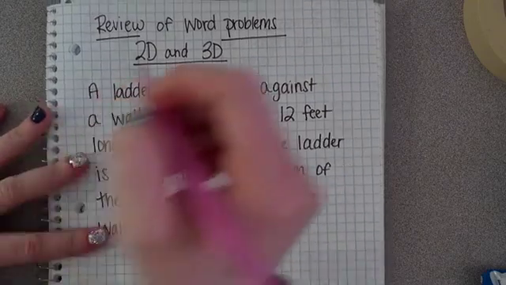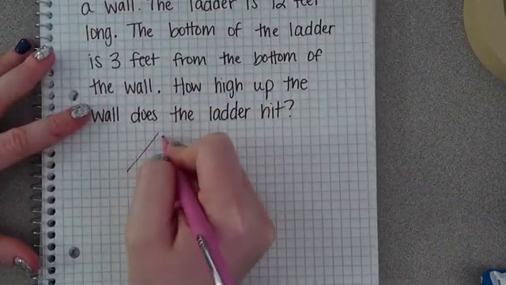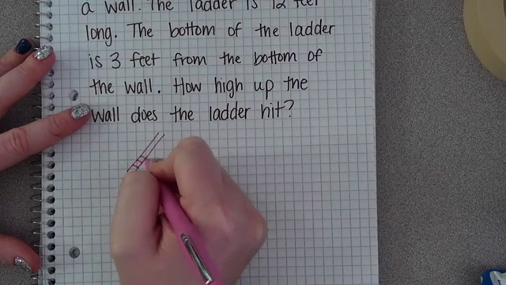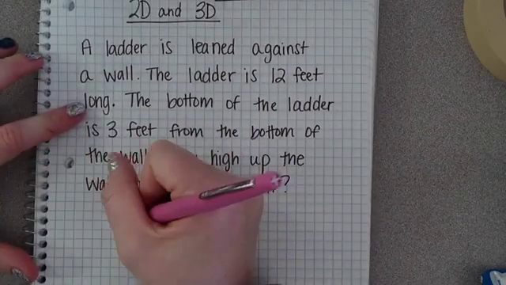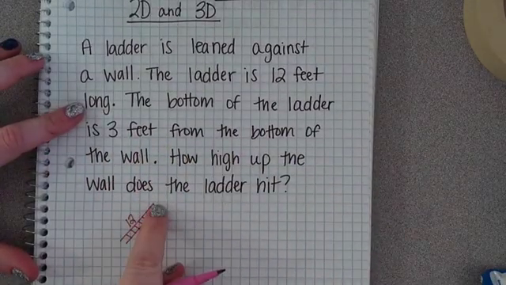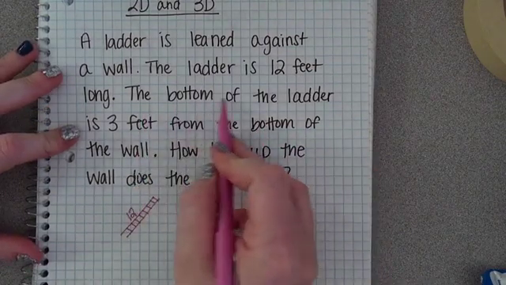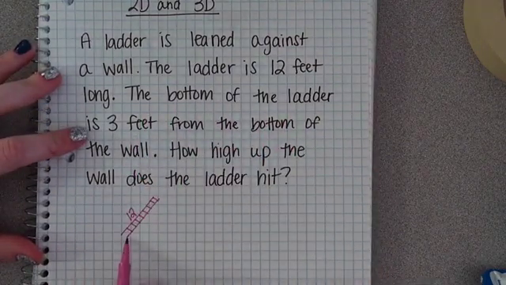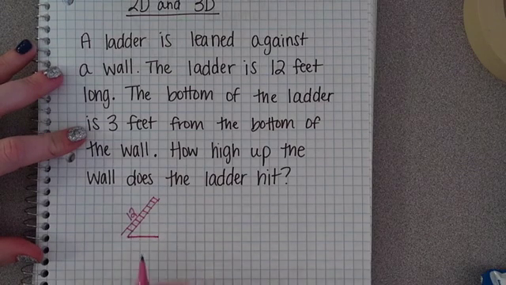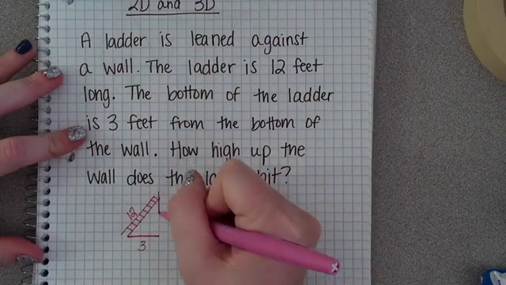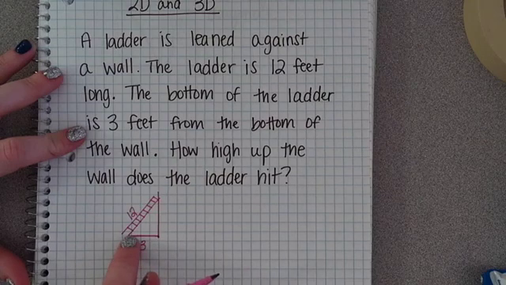So the first thing you always want to do with word problems is draw a picture. So I'm going to draw a fancy ladder. So there's my ladder. It says that the ladder is 12 feet long. So my ladder is leaning against a house and the ladder is 12 feet long. The bottom of the ladder, so this is the bottom of the ladder, is 3 feet from the bottom of the wall. So that means this is 3 feet. So there's the wall. The ladder's leaning against the wall, and the bottom of the ladder is 3 feet away.